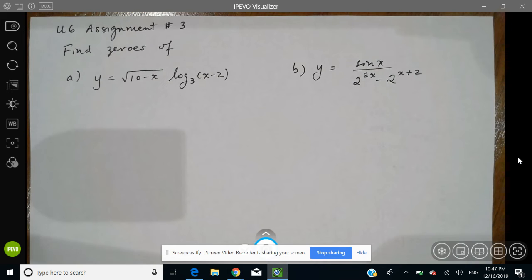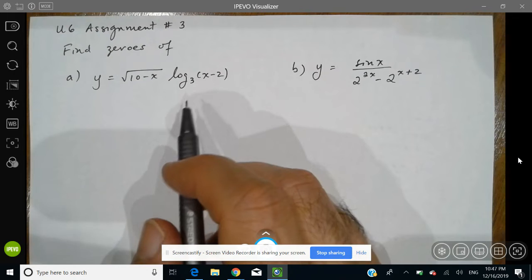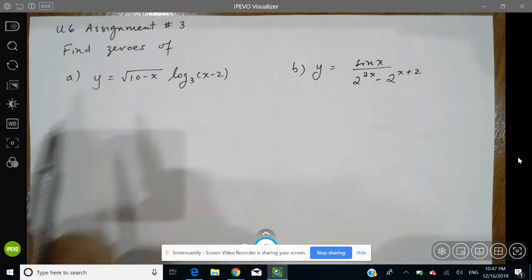Hi folks, I'm going to take a look at number 3 from the Unit 6 assignment. So here they're asking us to find the zeros of these two functions. Now previously in the assignment they asked you to find the domains.